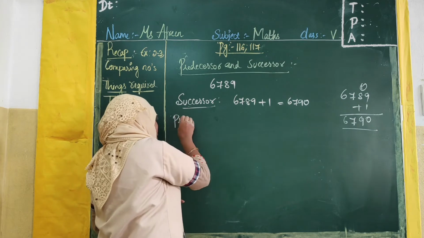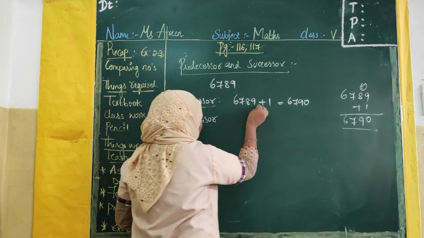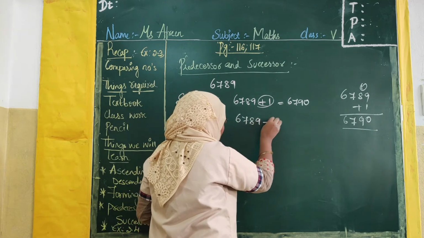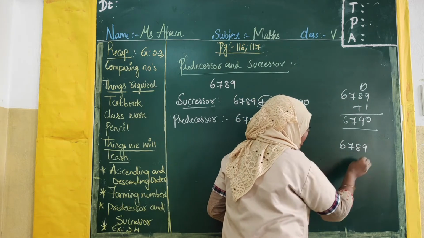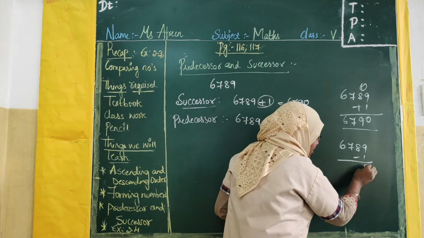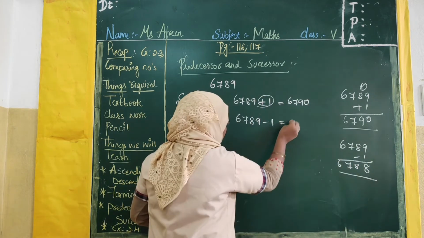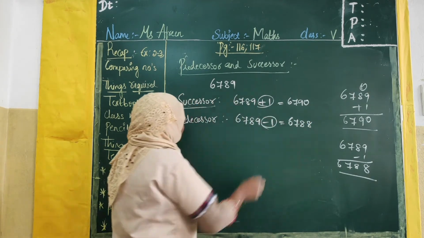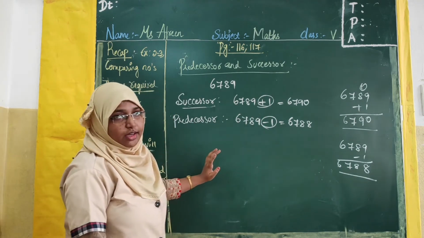I want the predecessor. Predecessor means what will we do? Minus 1. 6,789 minus 1. 9 minus 1 is 8. 8, 7, 6. That is 6,788. So, successor means we will add 1. Predecessor means we will subtract 1.